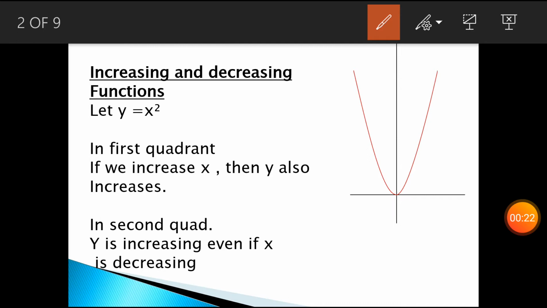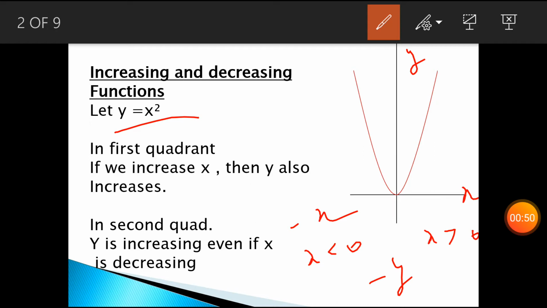So for that I have considered one of the curves here, that is y equals x square, and the graph of this curve is a parabolic function. So this is a parabola that I have drawn here. This is x and this is minus x, this is y and this is minus y. Here the value of x is greater than 0, and on this side the value of x is less than 0. Now first of all let's talk about the first quadrant.